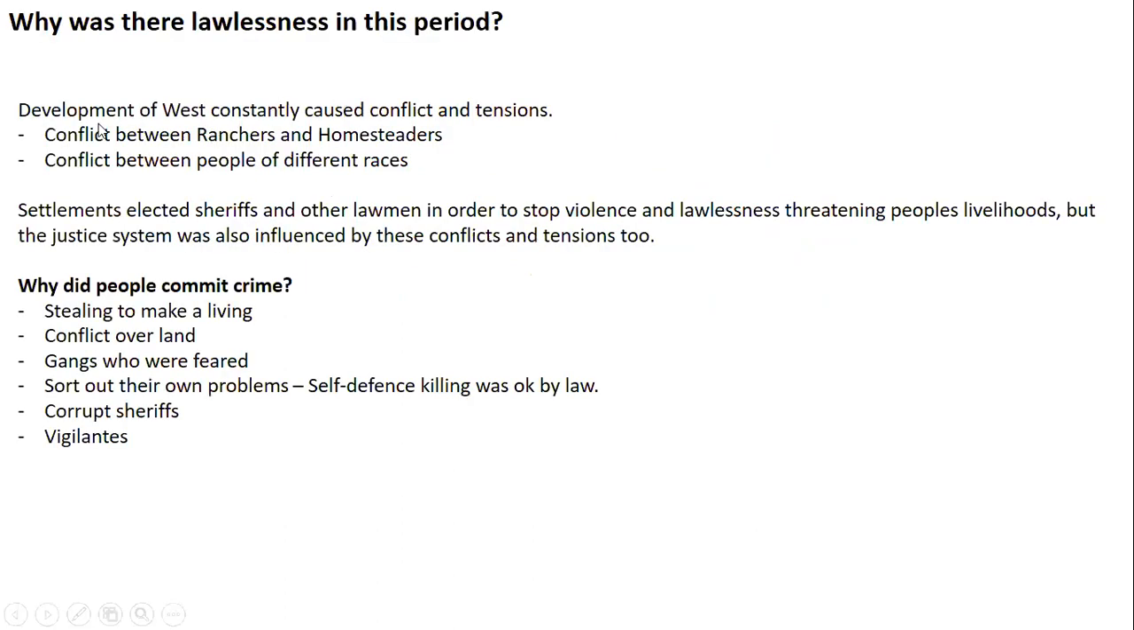So why was there lawlessness? You had conflict between ranchers and homesteaders because of the land. You had conflict between people of different races. You had settlements that were electing sheriffs and other lawmen to stop violence, but the justice system was also influenced by conflict and tension too. So why did people commit crime? Stealing, conflict over land, gangs who were feared, people sorting out their own problems, the law of the West, where you take self-defense killing was okay by law, corrupt sheriffs, and obviously the vigilantes.